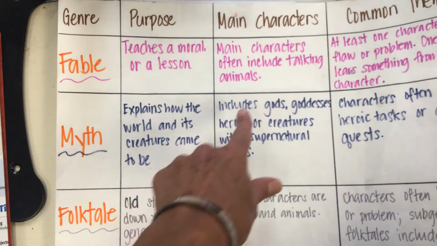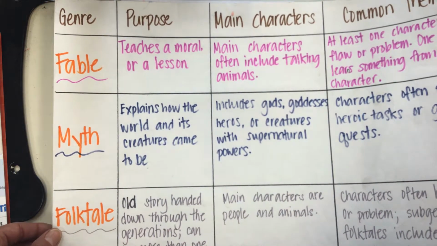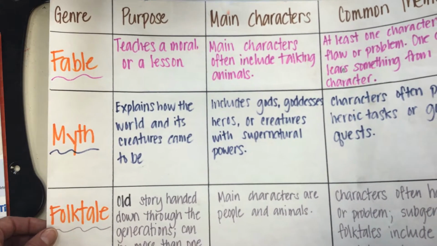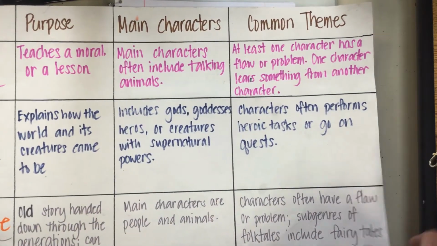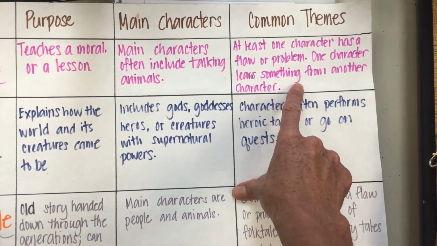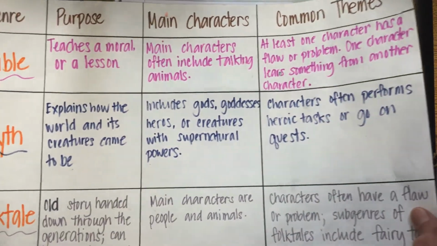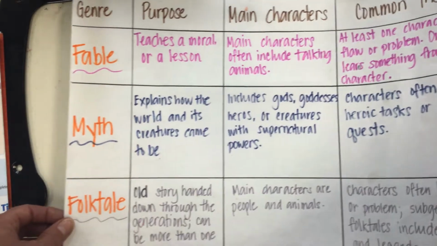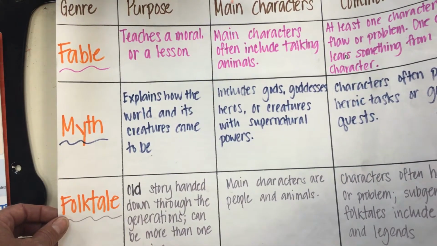Main characters in a fable often include talking animals. So there were talking animals in both of our stories this morning. Okay, and then the common themes in fables is at least one character has a flaw or a problem, and one character learns something from another character. So that's what we did today. We'll be learning about myths, and I'm going to go ahead and go over these now.